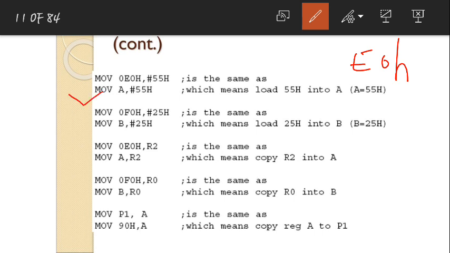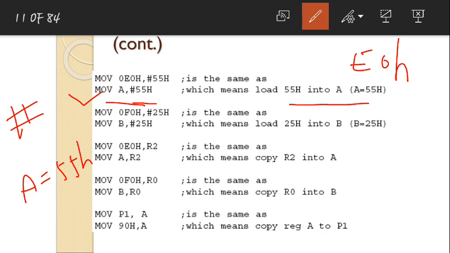What we are trying to do is load this 55H value into A. Why is this a value? Because there is a pound symbol in front of that. So now I am trying to move this 55H value into A. After execution of this second line, my A will be equal to 55H. So it means load 55H into A. A is equal to 55H.